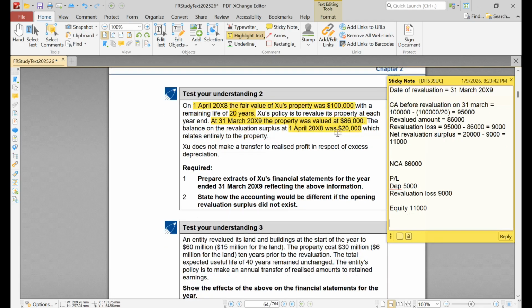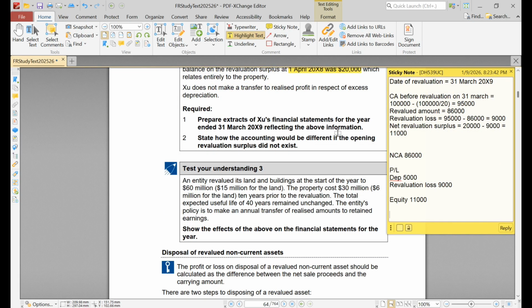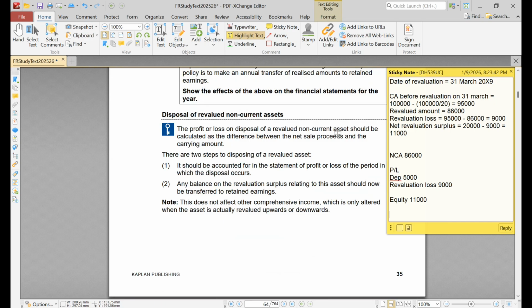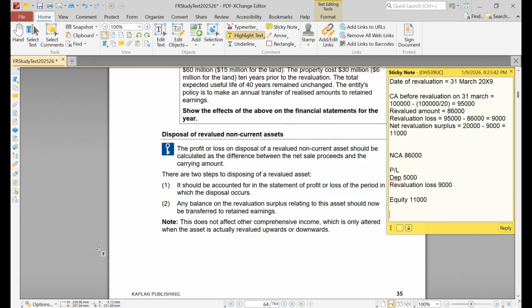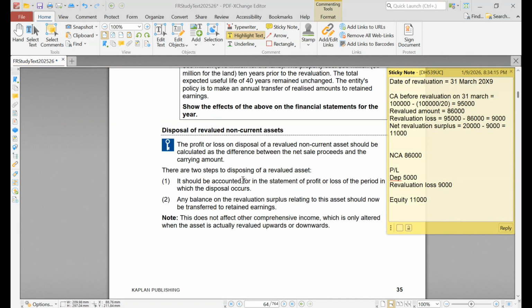Now, disposal of revalued non-current assets. The profit or loss on disposal of revalued non-current assets should be calculated as the difference between net sale proceeds and the carrying amount. Okay. So there are two steps. It should be accounted for in the statement of profit and loss in the period in which disposal occurs, and any balance on revaluation should now be transferred to retained earnings.